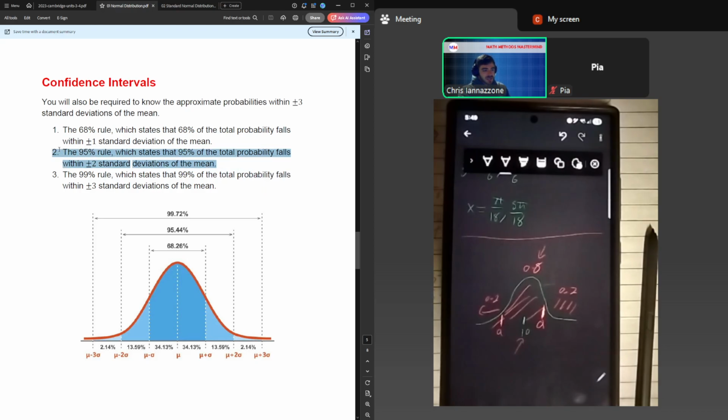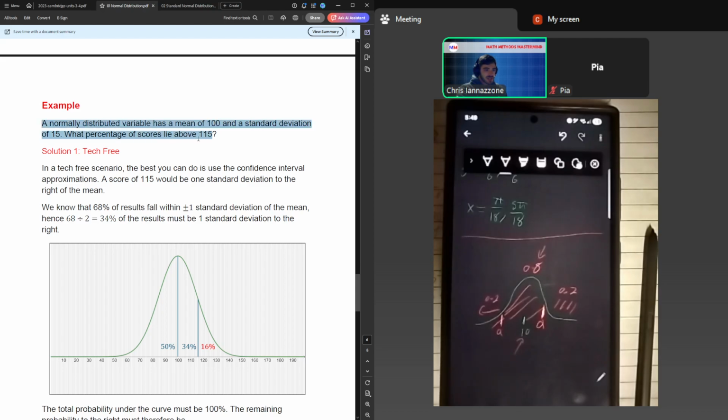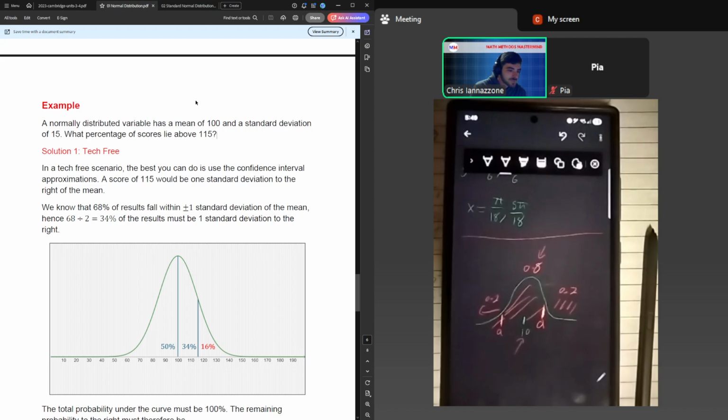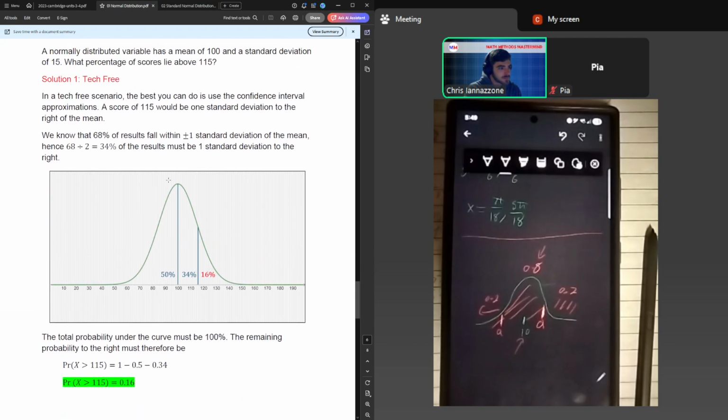This doesn't really have any applications in Tech Active unless it literally asks you to explain what's going on here. It's more so useful for tech-free scenarios, which would be something like this. A normally distributed random variable has a mean of 100 and a standard deviation of 15. What percentage of scores lie above 115? So on a CAS, if you could, in fact, I probably have a CAS. Yeah, we'll talk about that one later then.